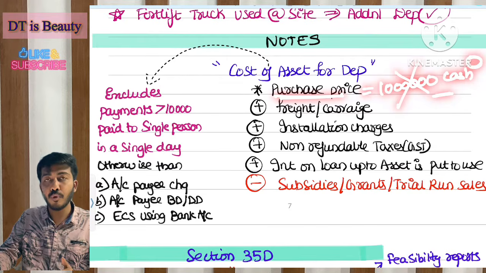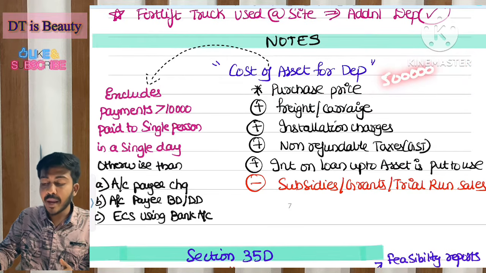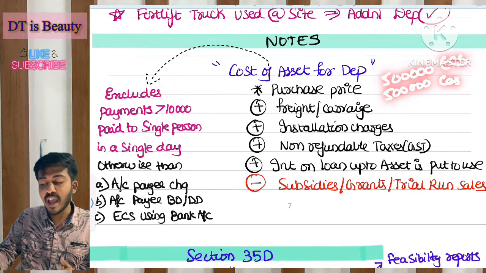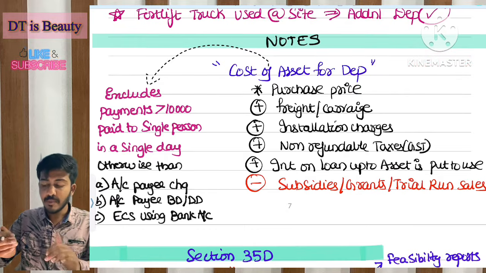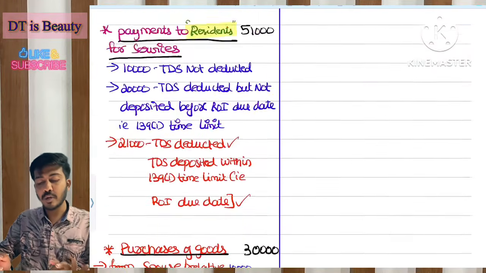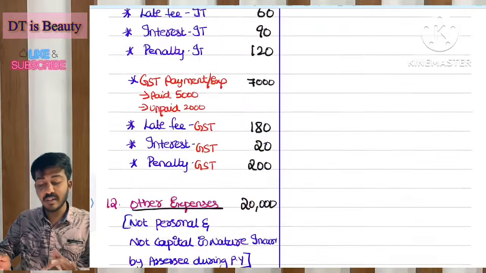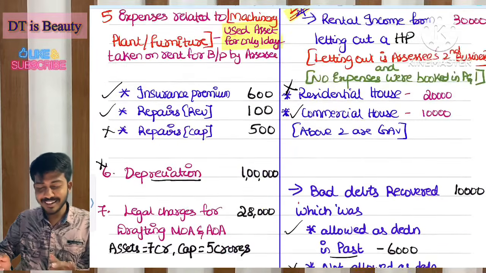It is zero. Simple. However, if I have 5 lakhs paid in ECS mode and another 5 lakhs paid in cash mode, this cash portion alone will be excluded. ECS can be taken as purchase price. Simple. With this we finish the depreciation topic. Now let us go back to our P&L. Where are we standing? We're standing near depreciation.